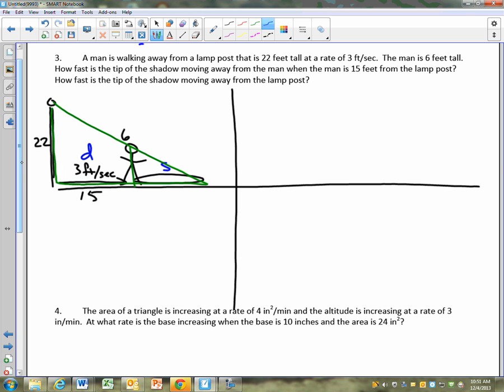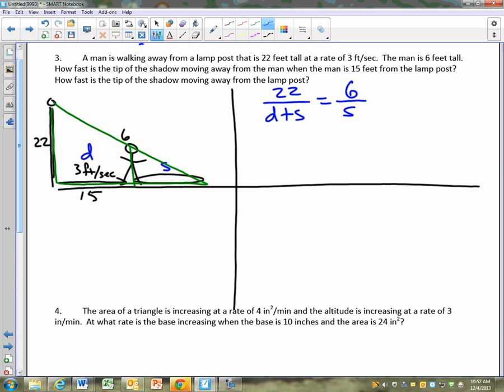Give me a proportion for the big triangle. Anything. 22 over? What? No. D plus S, thank you. Good try. Because it's changing, we have to write it like that. Only after we take the derivative can we put in the 15 if we need to. Actually, we don't even need to. Okay, so you went height of the lamppost over the entire distance. Got it. So then this one's going to be 6 over S.